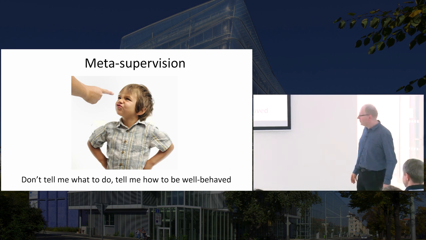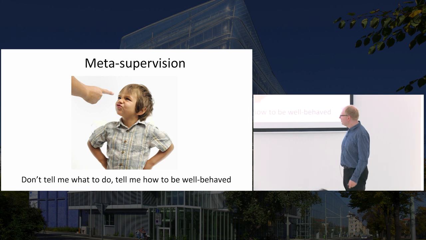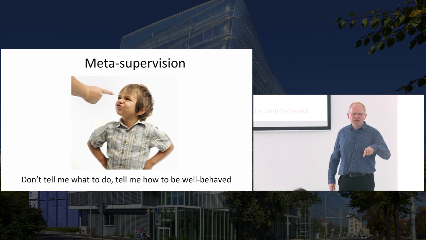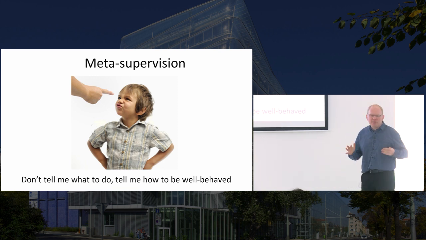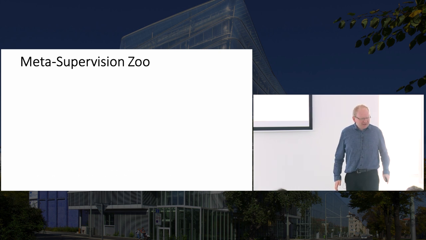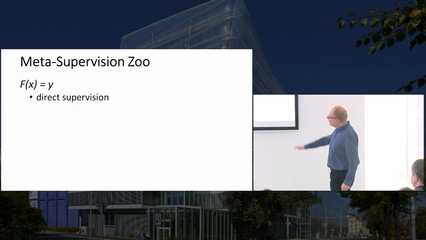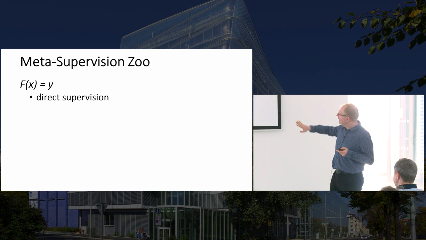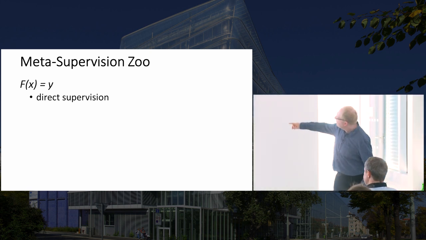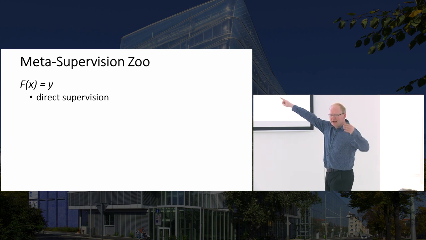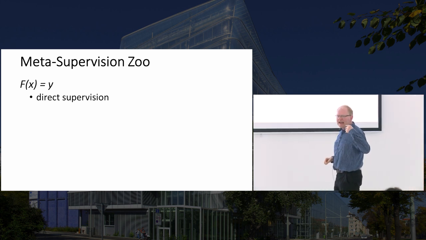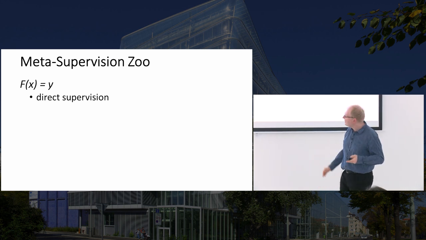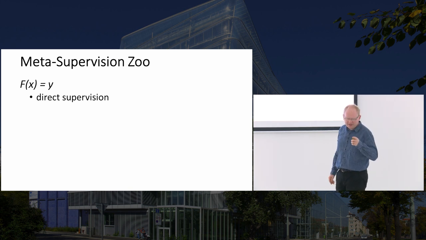The second topic I want to mention briefly is what we call meta-supervision. And the idea here is, instead of telling what the correct answer should be, we tell how that correct answer should behave. So what do I mean by that? The direct supervision is you have input X and you train a function F of X and you want that function F of X to produce Y's. Okay, that's direct supervision, from X's to Y's.